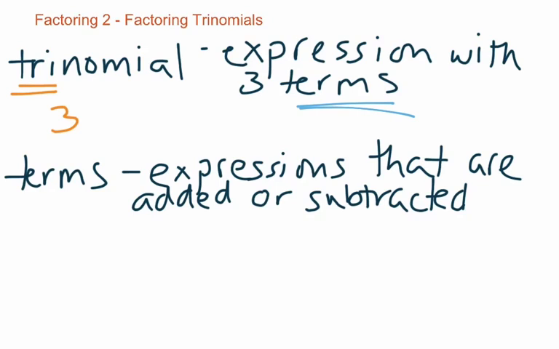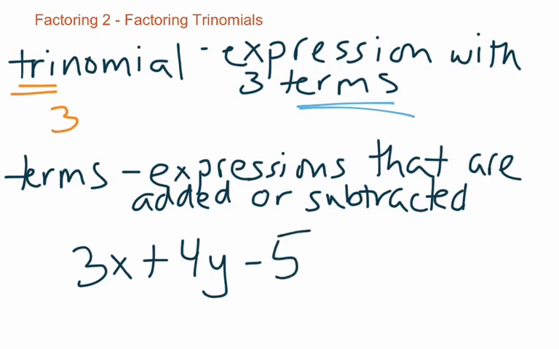So those are words that are useful to know because we use them all the time, and if you kind of get them confused in your head, then when I'm speaking, you might be picturing the wrong thing in your head. So examples of a trinomial might be something like this: 3x plus 4y minus 5. And how we know that's a trinomial is because we have three things that are being added or subtracted.